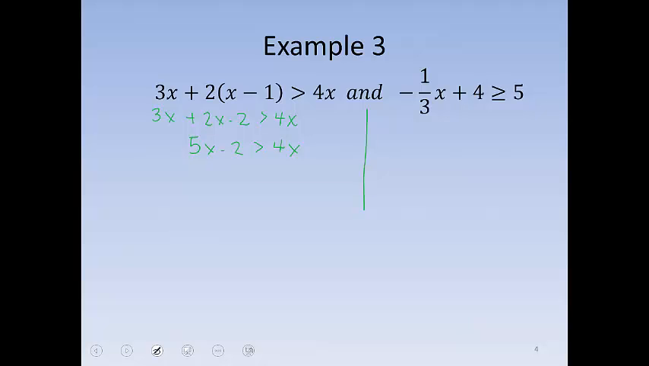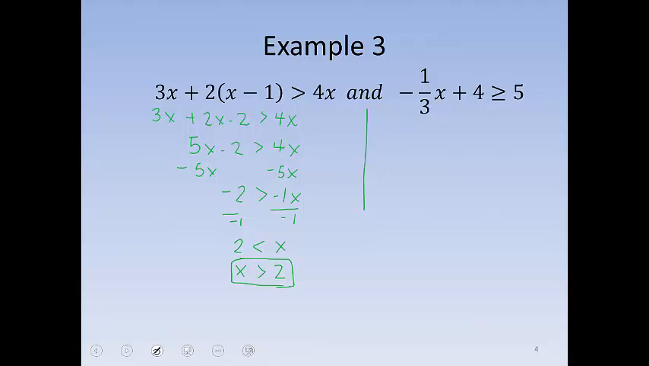It might seem a little backwards, but I'm going to subtract the 5x. That gives me -2 is greater than -1x. I'm going to divide by -1, leaving me a +2, switch my symbol, and I write my x. But I don't like the way that looks. It seems backwards to me. So I'm going to flip it and write x is greater than 2.